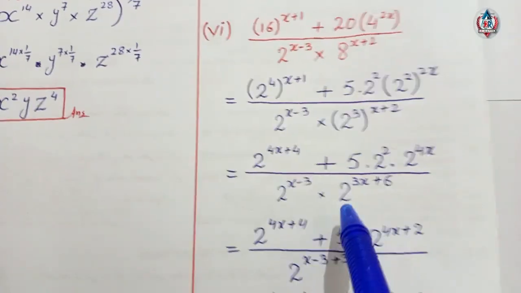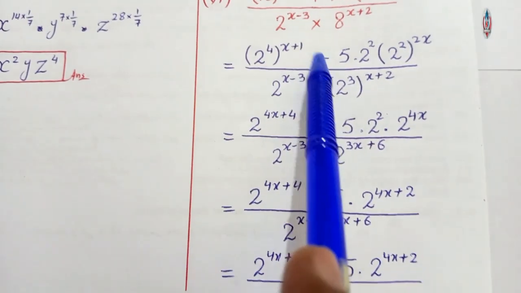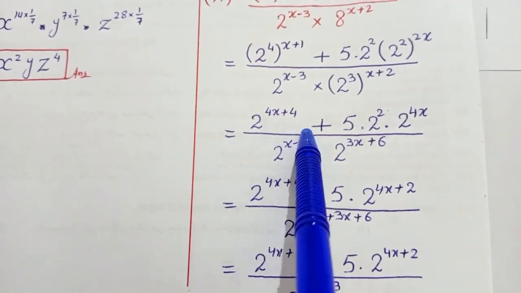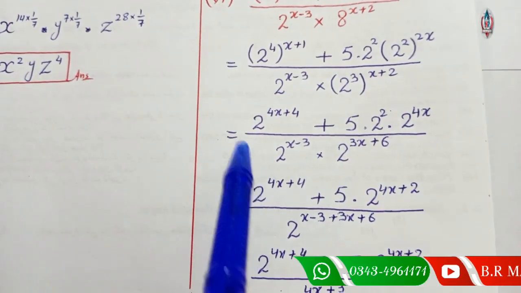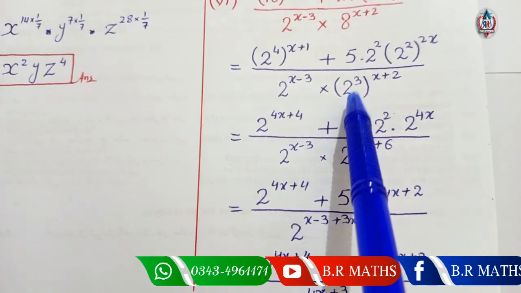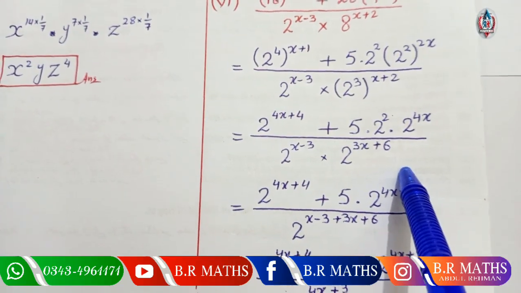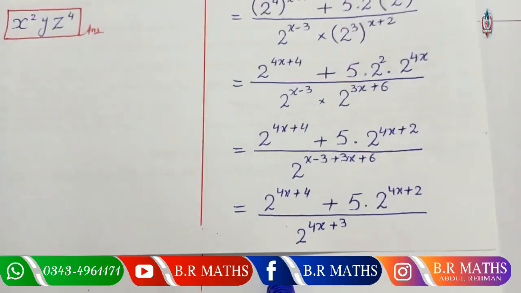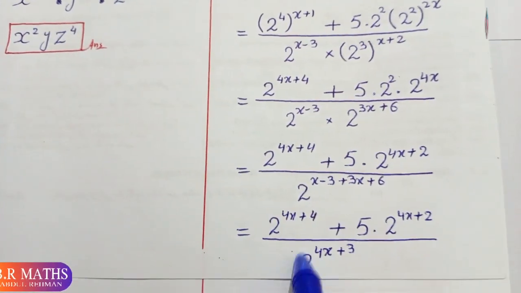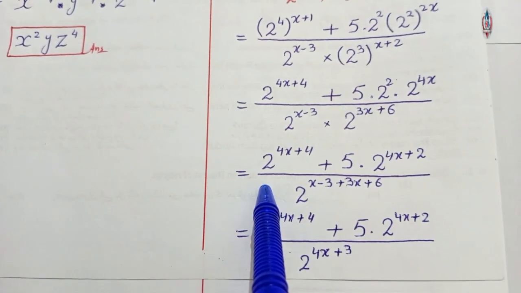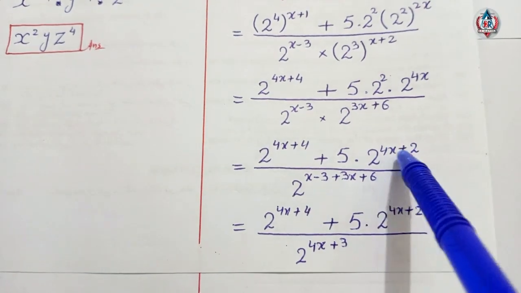And next step, similarly to the previous question, open the bracket, powers multiply each other, so it becomes 2 raised to power 4x plus 4 and 5, 2 square as it is and 2 raised to power 4x, and in the denominator 2 raised to power 3 into x plus 2 becomes 2 raised to power 3x plus 6. And now terms are multiplied with the same base, so powers combine with each other. First term remains same, 2 raised to power 4x plus 4 plus 5 as it is and 2 raised to power 4x plus 2.